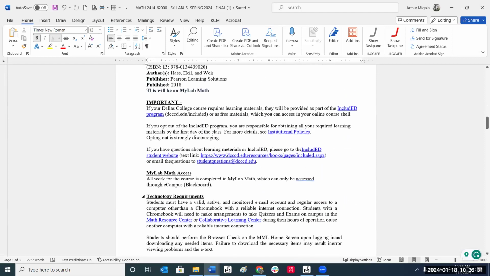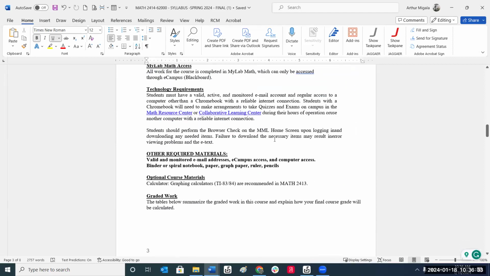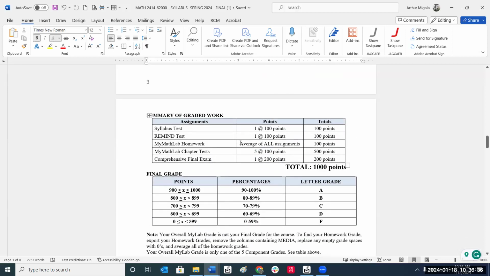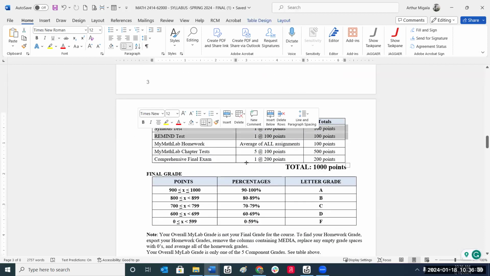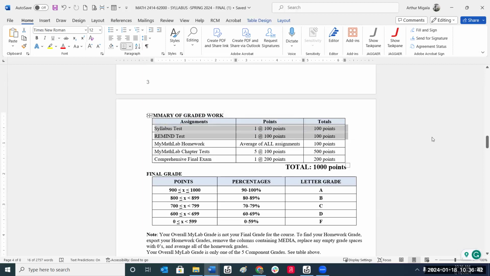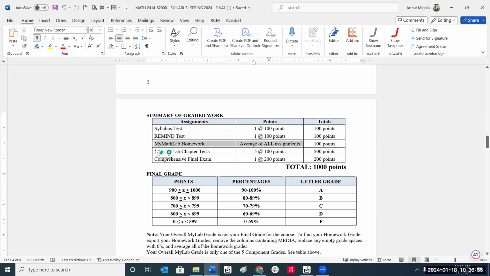Go down here. The textbook is included in your math lab. Here are the grades. The syllabus and remind tests, everybody should make hundreds on those. How? What do you have to do? The syllabus. Yeah, that's all it takes. The next grade will be the average of all your homework assignments. Not the media, but only the homework assignments. I'll show you what I'm talking about there in a second. When I download the grades at the end of the semester, I delete all the media and you're only left with the grades.